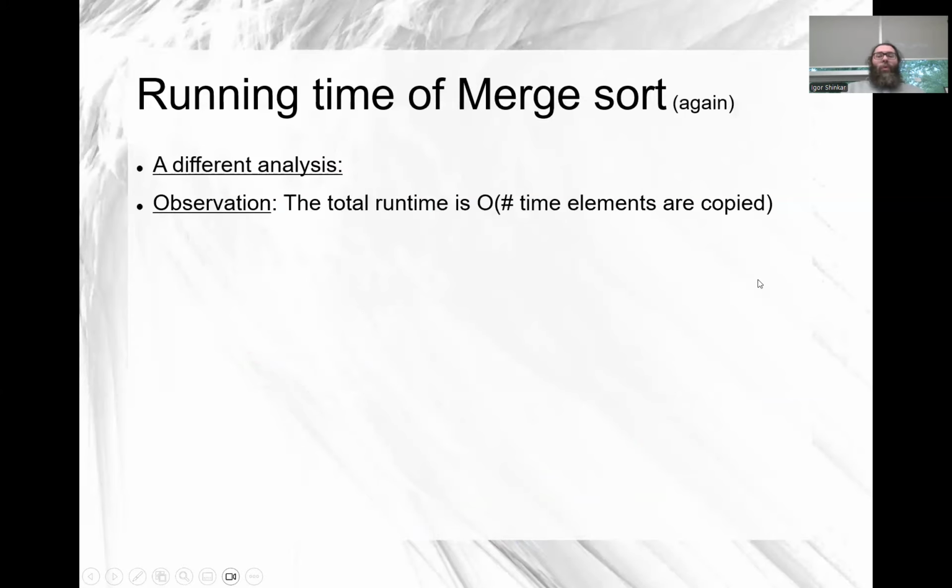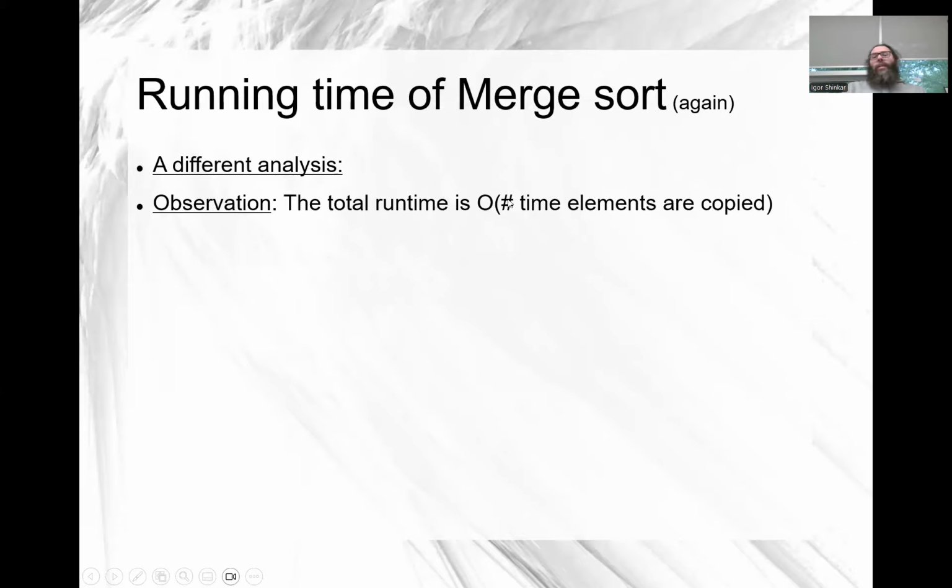Let me give you one more analysis. It's kind of a different analysis, and I feel there's something more intuitive going on. Okay, so notice that in merge sort, what's going on there? There are the recursive calls, two recursive calls on n over 2, which basically doesn't do much except for making recursive calls. And all the work is actually done in the merge part.